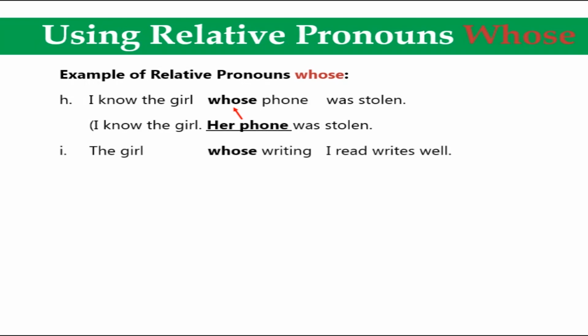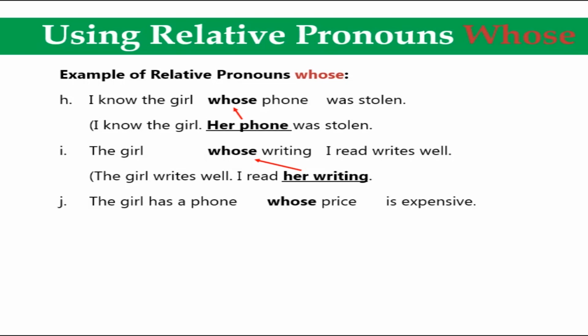Example I. The girl whose writing I read writes well. Here are the original sentences. The girl writes well. I read her writing. So whose writing here replaces her writing. Letter J. The girl has a phone whose price is expensive. Here are the original sentences. The girl has a phone. Its price is expensive. So whose price here replaces its price.